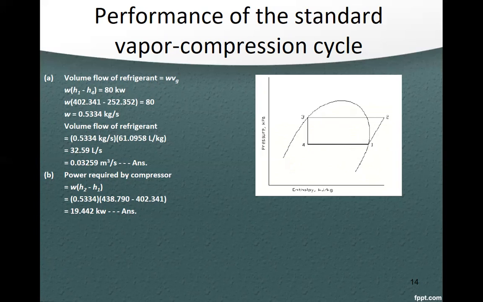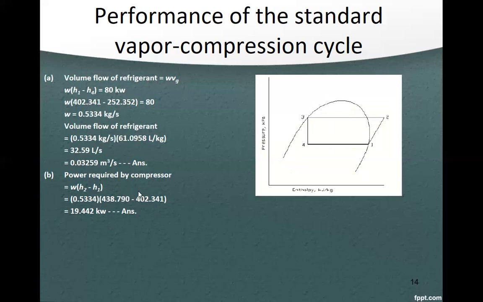The power required by the compressor is W equal to H2 minus H1. So let's turn it around to make its value positive. That is 0.5334 times (438.79 minus 402.341), or 19.422 kilowatt. Okay, your H2 minus H1 is correct. But if some of you wrote H1 minus H2, then 438.79 minus 402.341 would be wrong, because your H1 is wrong. Take a look at why it was wrong.